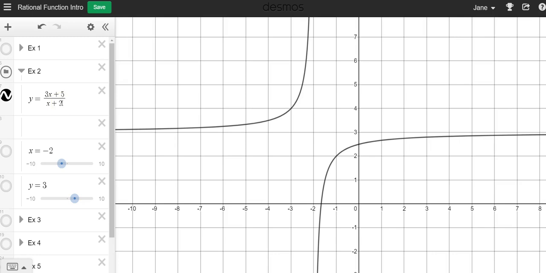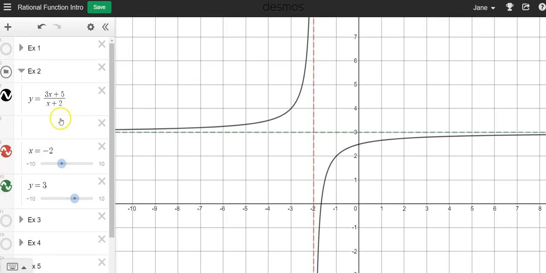So in analyzing the graph, we're going to first look at our denominator here, x plus 2. If we make x equal to negative 2, we have an undefined value. That tells us our vertical asymptote. That's the line the graph cannot cross. We also have a horizontal asymptote. You can tell that it's at 3.